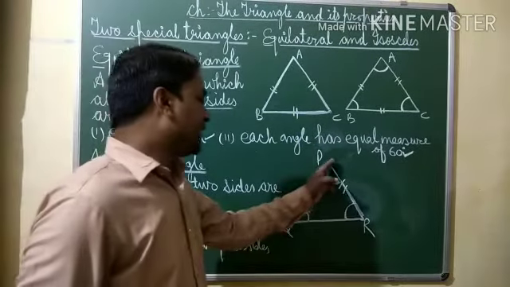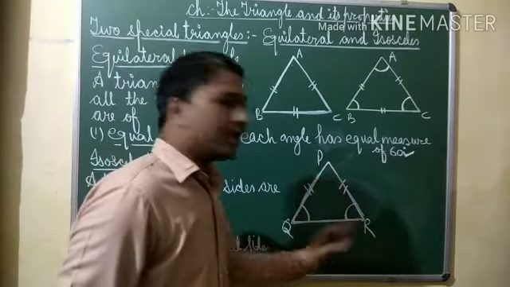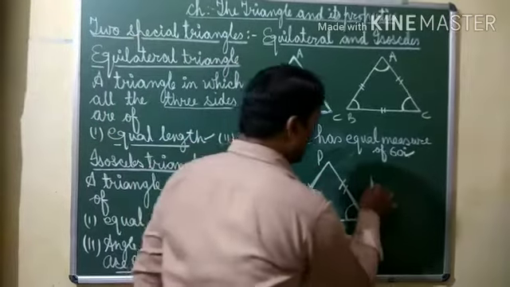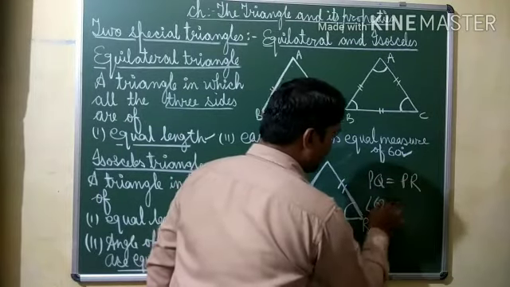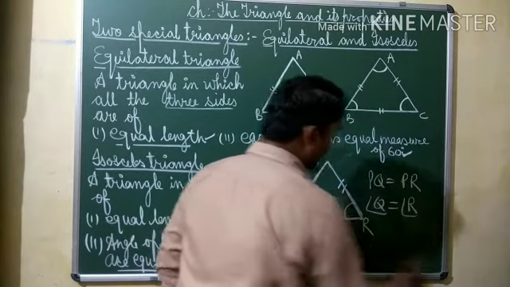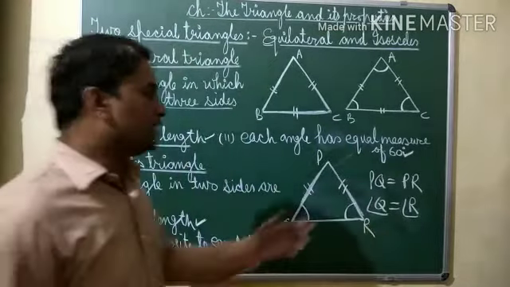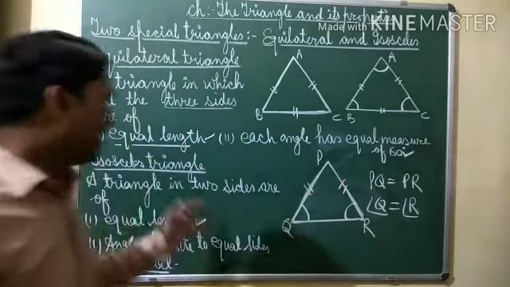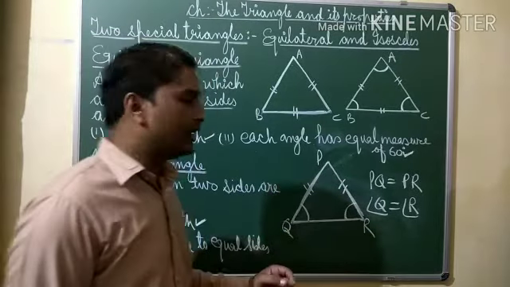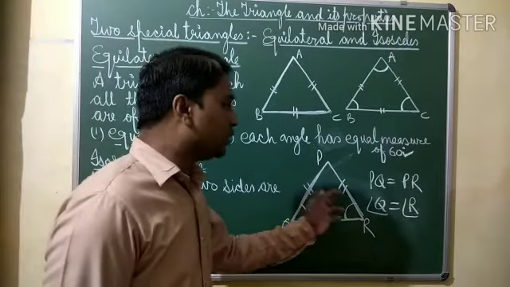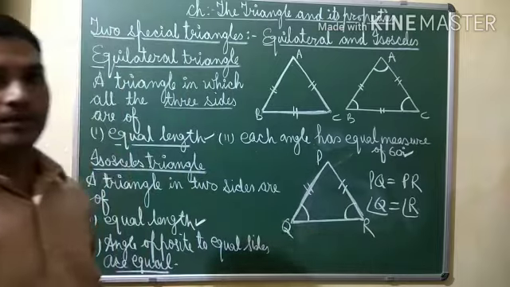And if side PQ and PR are equal to each other, then angle Q and angle R be also equal to each other. So these are the two conditions of an isosceles triangle in which any two sides of a triangle are equal and angle opposite to equal sides are also equal.